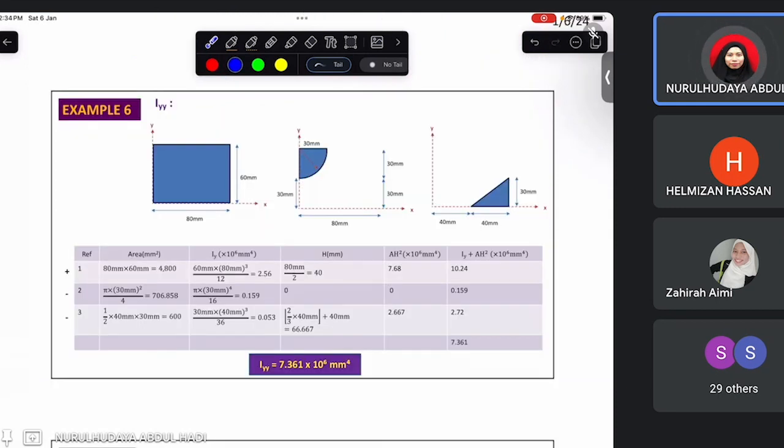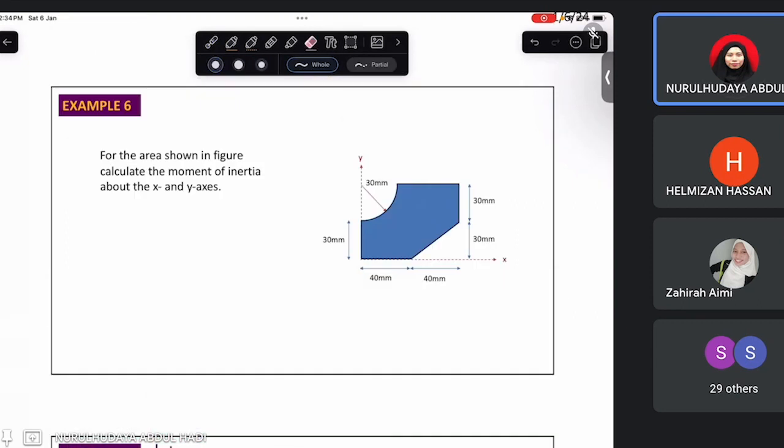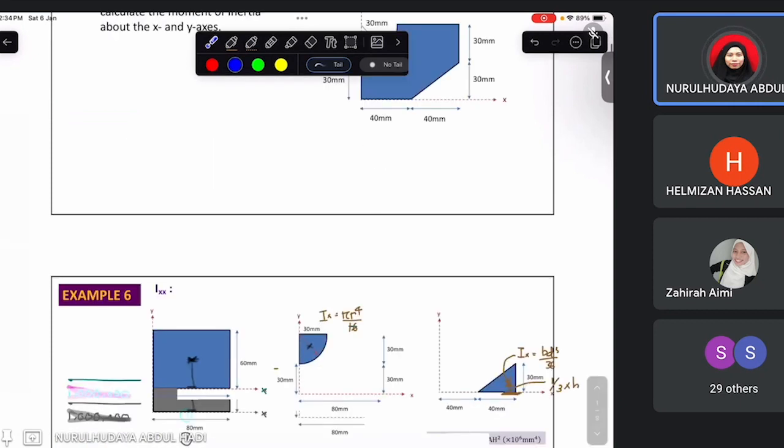Next, kita on the IYY. Sama juga, this IYY. IY ke IYY ke, suka hati lah nak panggil apa, sama je. So, dia punya Y axis dia. Sebab dia minta about the Y axis, so this is your reference. So, you kena cari ke Y axis tu.